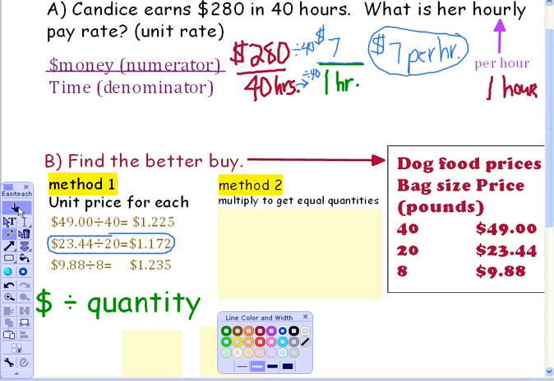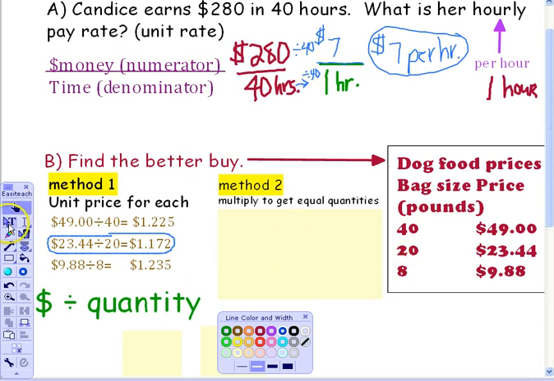Now, what happens if maybe you don't have a calculator or you're not quite sure which way to divide? That's where we can look at method 2. Method 2 is another way of comparing prices. In this case, we're going to multiply to get equal quantities. So since it's a 40-pound bag, a 20-pound bag, and an 8-pound bag, here's what we can do.